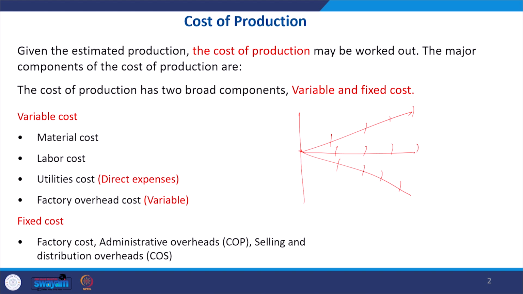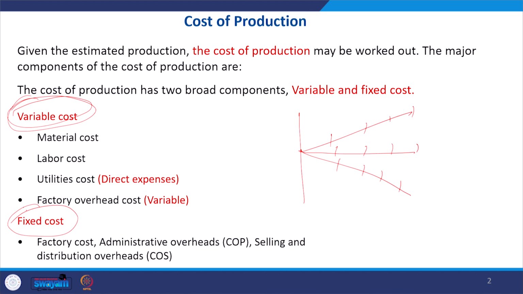As it is written here, while calculating the cost of production, you have two broad components: variable cost and fixed cost. The first component is the variable cost, which is very important. If you want to control the cost of the product, this component is the important one for us, because variable cost can be controlled. If you control the variable cost, certainly the overall cost of production is going to remain under control.